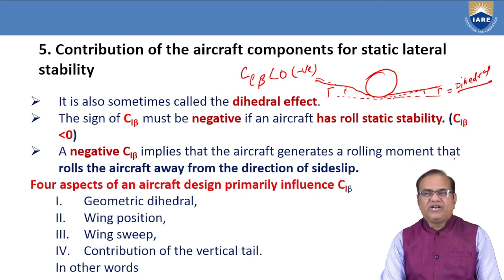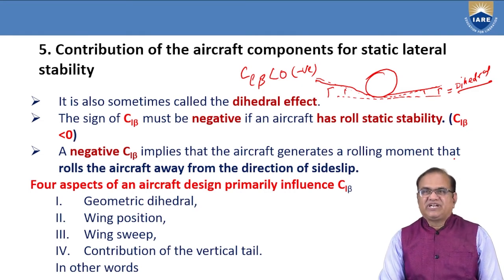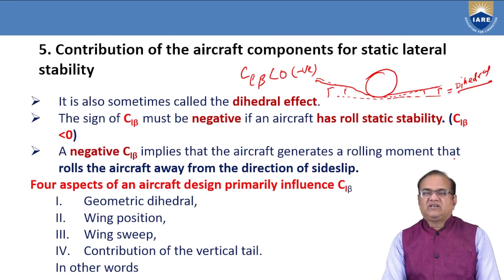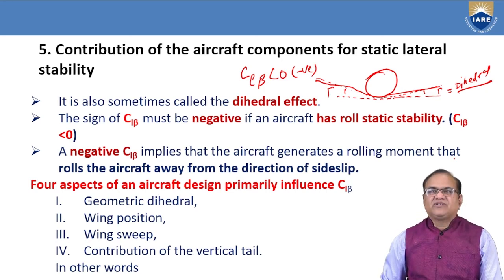There are a few components which are very important for aircraft static stability. The main component is the wing, and in this wing we have the geometrical dihedral, wing position, wing sweep, and the contribution of the vertical tail. So these are the four configurations of the aircraft which will make the aircraft statically laterally stable, and that we are going to discuss.